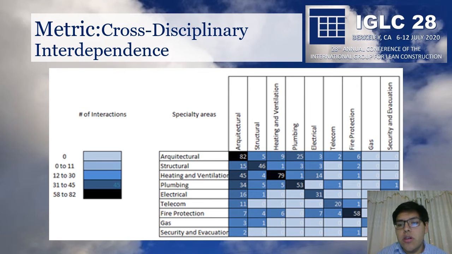In this metric, we explain the impact which one issue has on other specialists, on other disciplines. For example, heating and ventilation have a high impact on all of the specialties, because this kind of specialty defines many metrics and rules in all of these files.